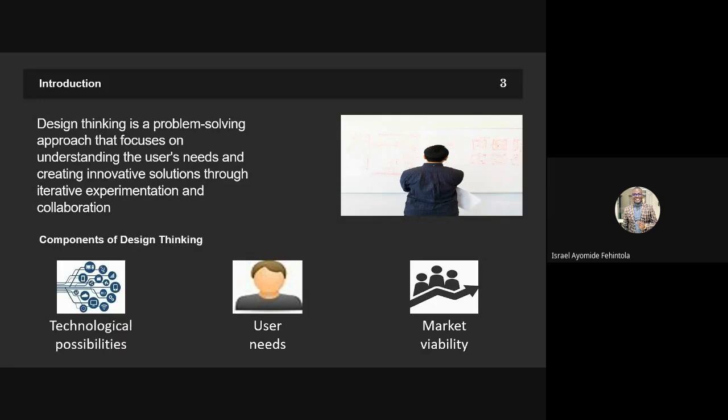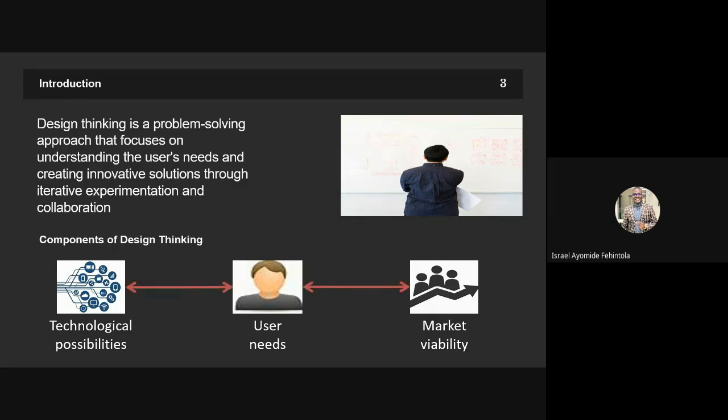Then the third leg of the component is technical possibilities. Of course, we know technology plays a crucial role in modern problem solving. In the current age that we are, technology has become indispensable, and we're increasingly reliant on it to develop efficient and innovative solutions. So when applying design thinking, you need to consider how technology can enable your solution. Let's say, for example, you are creating an agricultural distribution system or designing a new healthcare service. Of course, at that point, you know that integrating the right technology can help you enhance the functionality, increase efficiency, and make the solution more accessible.